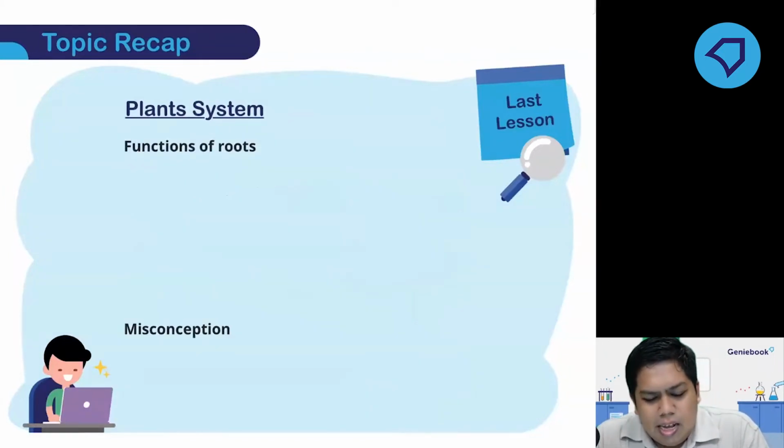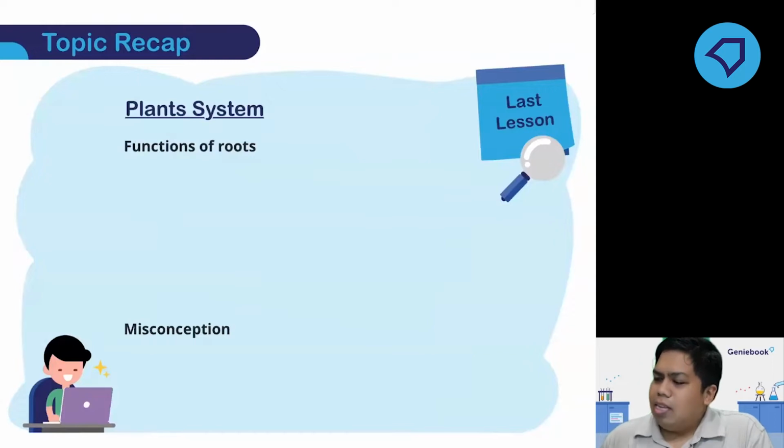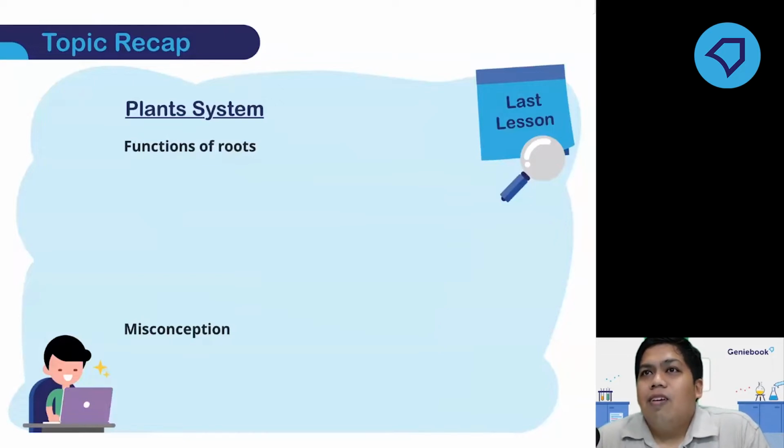So let's recap what we have learned before about roots first. Who remembers what are some of the functions of roots? Can anyone tell me? Okay, good. Kaisara mentioned absorb water and minerals. Anyone else? Okay, Denise Azmi, good. Joey Yi, need a bit more detail.